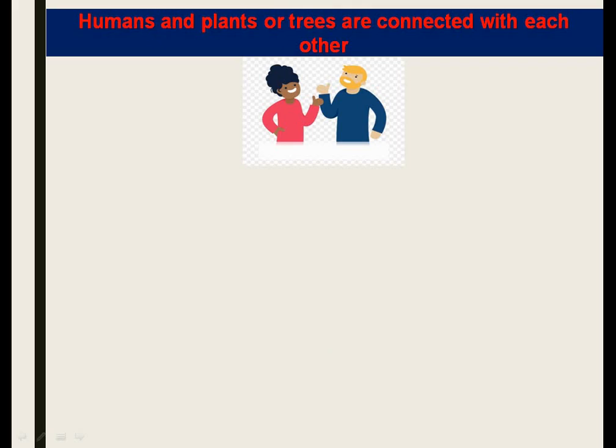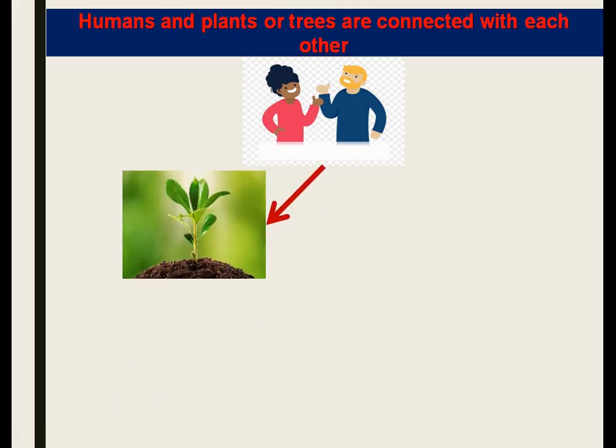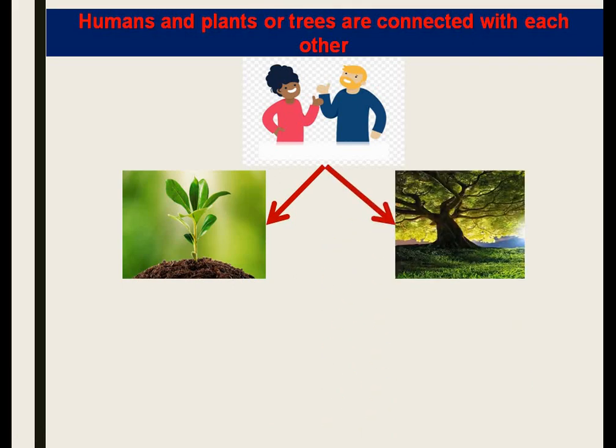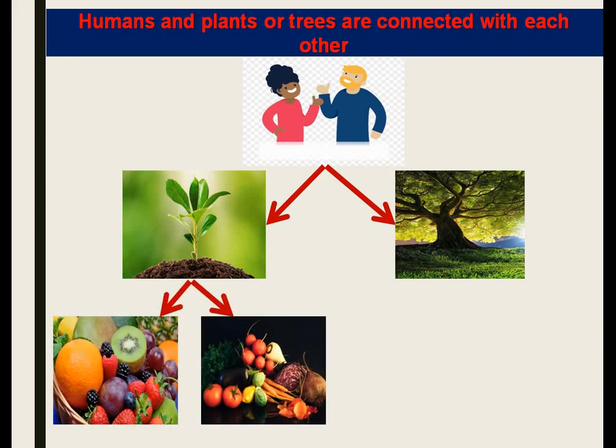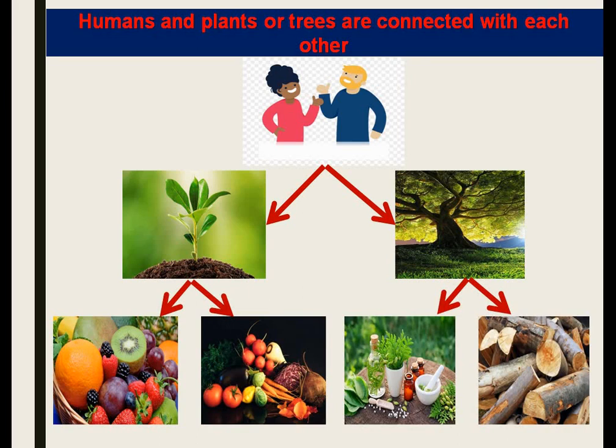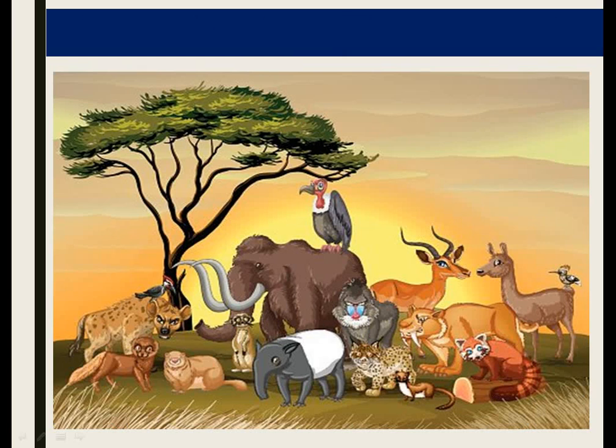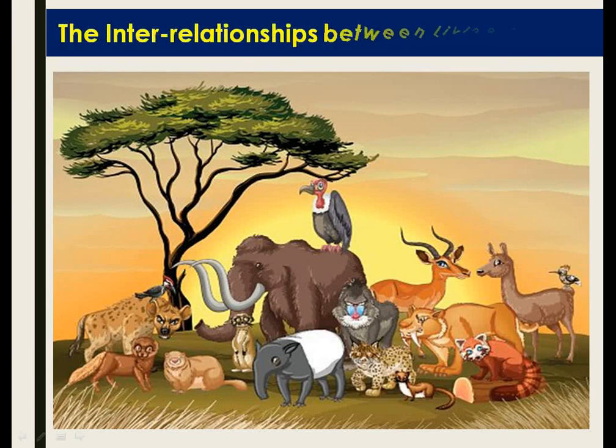For example, we depend upon plants or trees for fruits and vegetables, medicines and wood. This is how we come to know that humans and plants or trees are connected with each other. So today we are going to learn a new lesson in EVS, the interrelationships between living things.